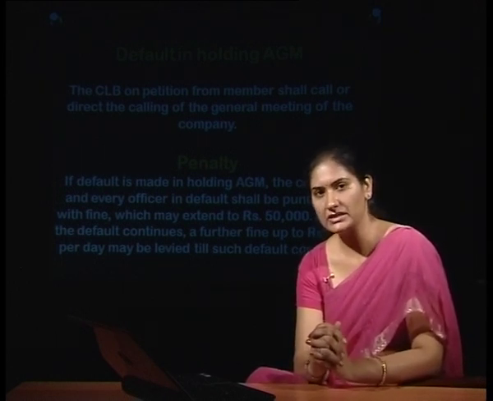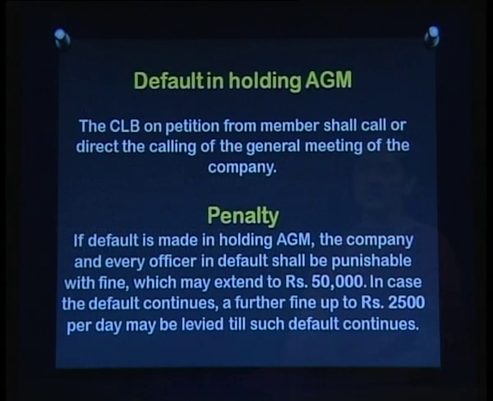What could be the penalty? If a default is made in holding the AGM, the company and every officer in default shall be punishable with a fine which could extend to 50,000 rupees. In case the default continues, a further fine of up to rupees 2,500 per day may be levied till such default continues.